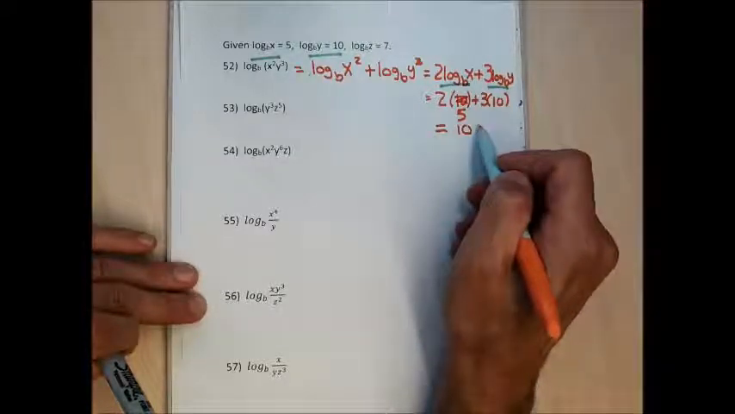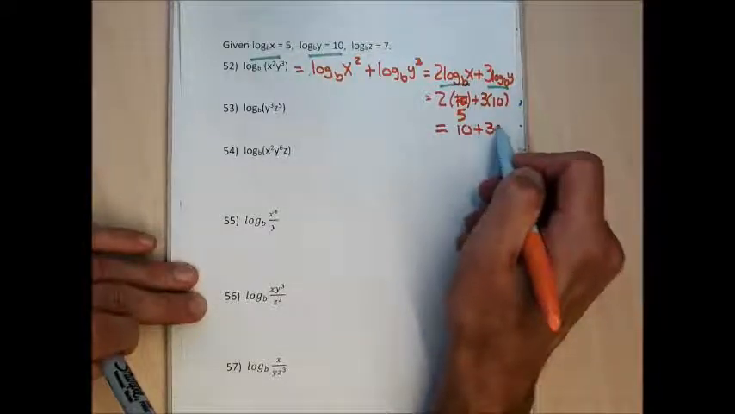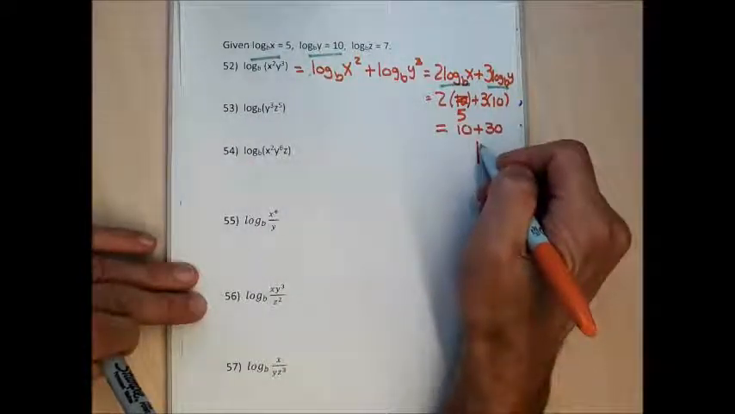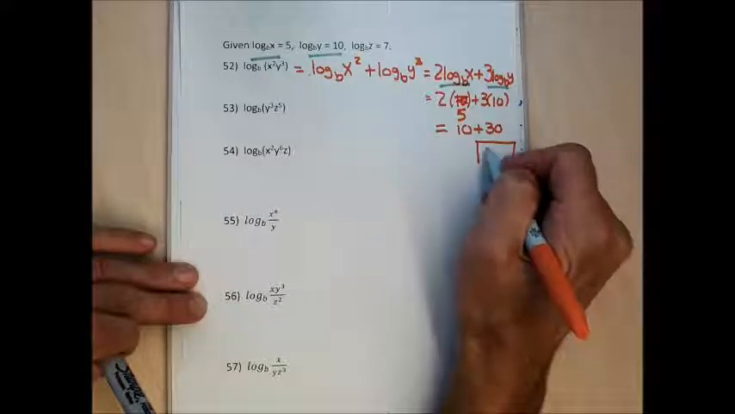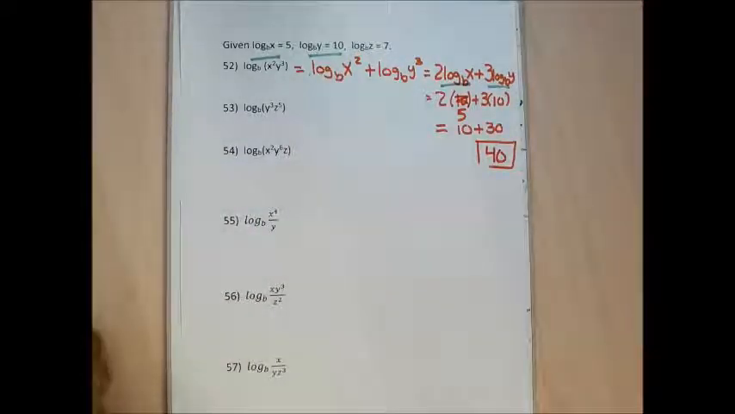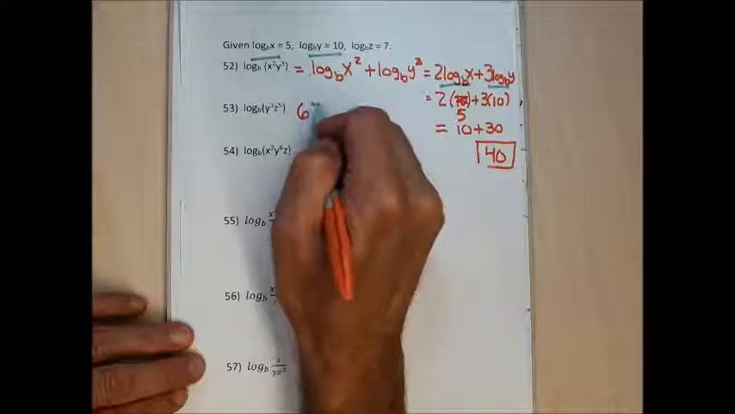I'll do the multiplication first. The 2 times 5 is 10. The 3 times 10 is 30. And then I'll add these. The answer to problem 52 is going to be the number 40. For your problem 53, the answer is going to be 65.